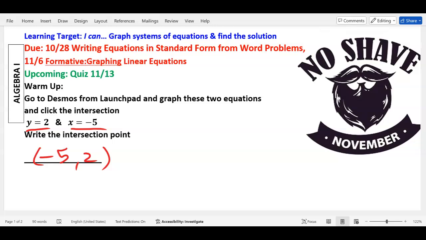So kind of no surprise there, but you know how to type in equations just the way they are. Tell me where they cross. That is the solution, the intersection point. Now, today we're going to do this by hand. Yesterday we kind of did it digitally. Today we're doing it by hand on paper.